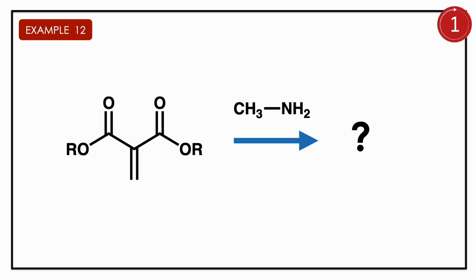Then the next example, you have a diester connected through a terminal double bond and you are reacting with methylamine. You should find what will be the final product.